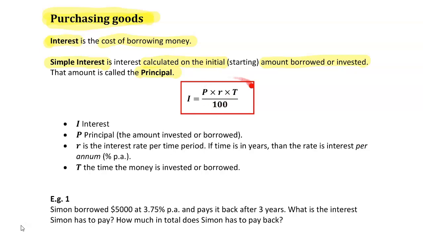So we'll do this on the calculator a few times to figure it out, but that's the formula. Interest, principal, rate, which is the interest rate per time period. Usually we talk about this in terms of interest per annum, which is the interest rate over the year, per annum. Okay, and time is the time the money is invested or borrowed.